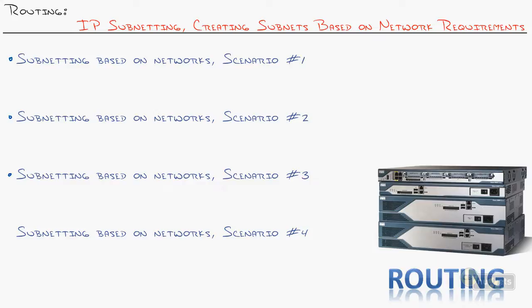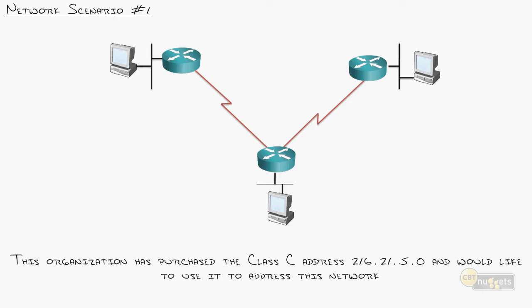Let's do it. So in this opening IP subnetting nugget, I'm going to show you how to subnet based on network requirements. So here is the situation. Here is something that would require custom subnetting. This organization has purchased the Class C address 216.21.50. Now, stop right there.